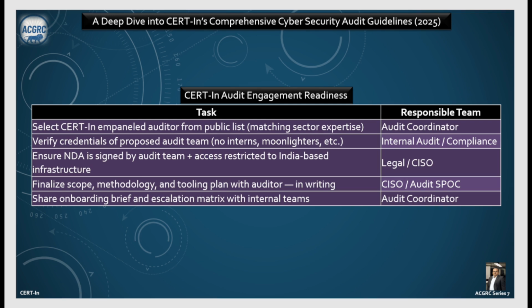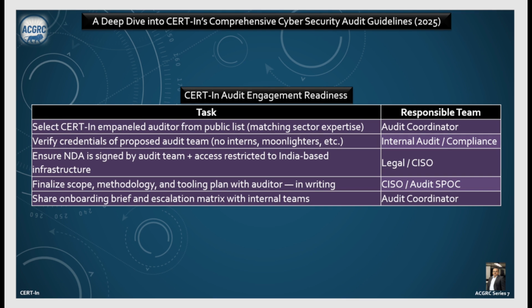Once done, the next one is to ensure NDA is signed by the audit team and access is restricted to India-based infrastructure only. This is where your legal and your CISO come and play the role. Once done, then you finalize the scope, methodology, and tooling plans with auditors in writing. This is where you bring in your CISO and audit SPOC.